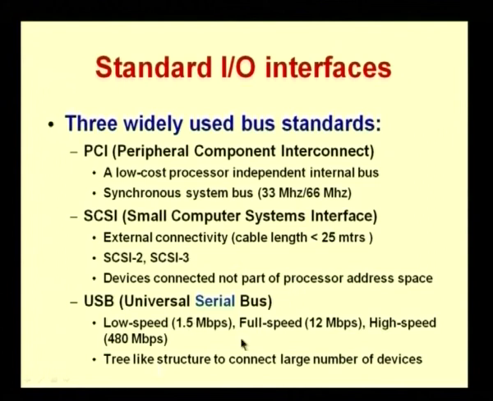So when we talk of USB, these are terms that we come across: a low speed USB or a full speed USB or a high speed USB. Low speed typically works at about 1.5 megabits per second, that is the data transfer rate. Full speed is about 12 megabit per second, and high speed is about 480 megabit per second and so on. The way the devices are connected on a universal serial bus is by means of a tree like structure, so that you can have actually a large number of devices connected to a single USB bus. Okay, these are the three standard buses that we see.